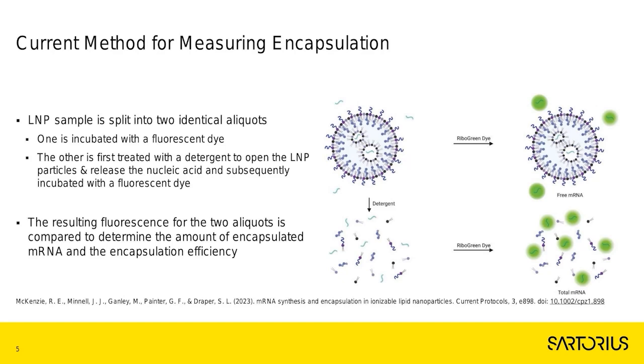Now, after we make these lipid nanoparticles, one of the key things to determine the success of our process step is to determine how much mRNA or nucleic acid we've actually incorporated into the LNPs. Usually, this is done by taking the LNP sample, splitting it into two identical aliquots, where one is incubated with a fluorescent dye and the other is dissolved with detergent and then incubated with a fluorescent dye. And by comparing these two fluorescence signals, we can determine the encapsulation efficiency.